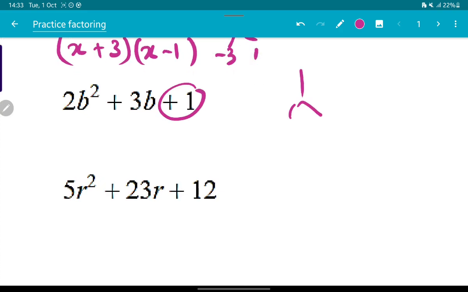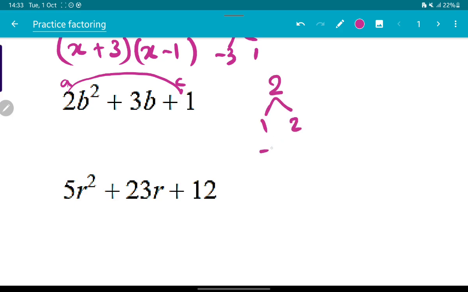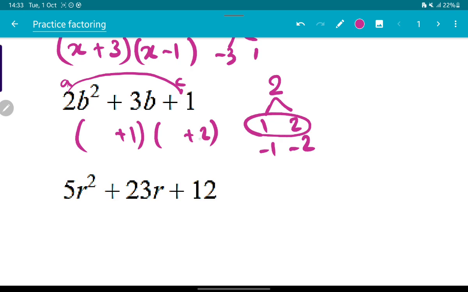We should take the 1 and factorize, but this will not work for this example. We multiply the first by the last, a times c: 2 times 1 is 2. Then try to find the factors of 2: 1 and 2, negative 1 and negative 2. When we add 1 and 2, this will give us 3. So in the two brackets, we will have positive 1 and positive 2.